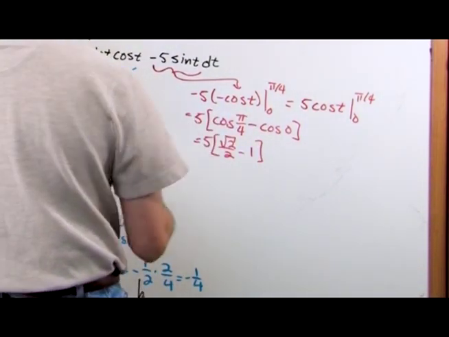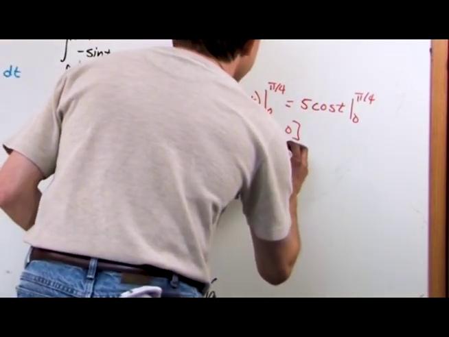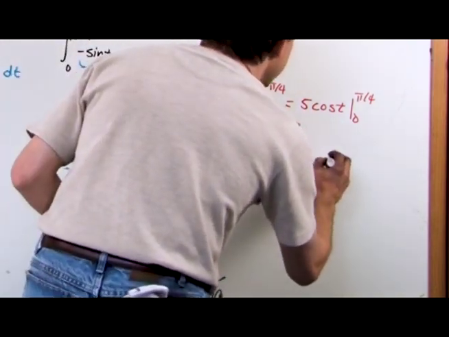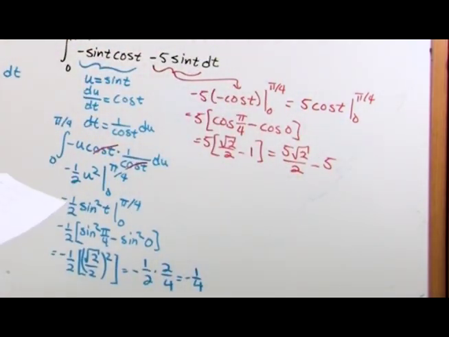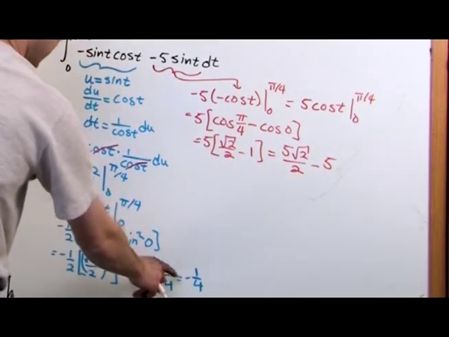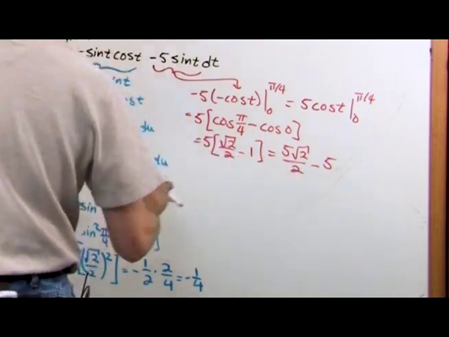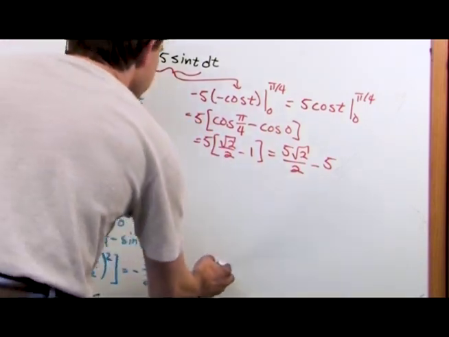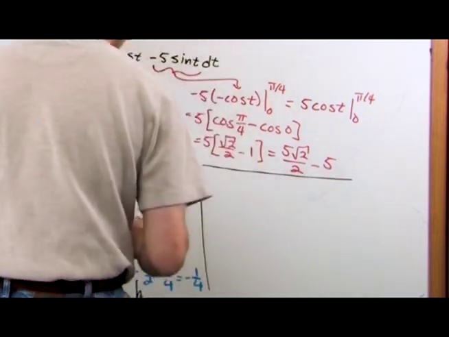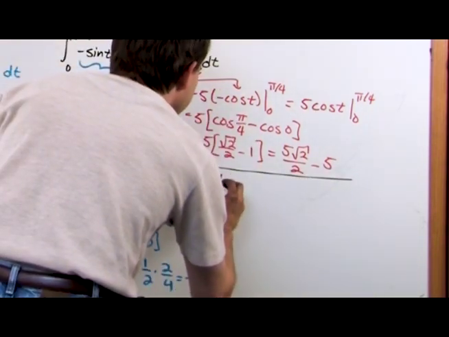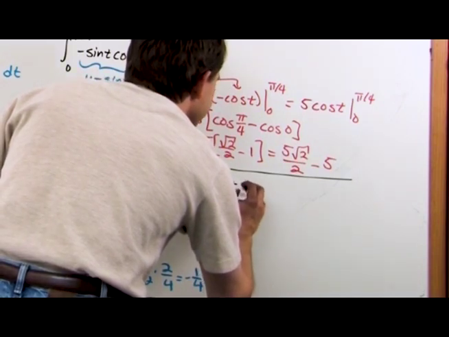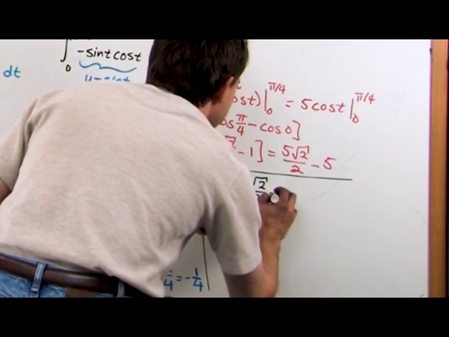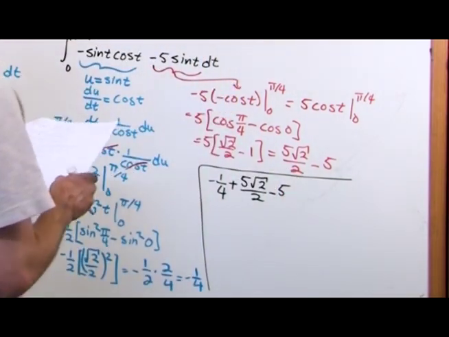So let's go ahead and just distribute it all in here. And so what I'm going to have is 5 times the square root of 2 over 2 minus 5 times 1 gives me the 5. So let's not forget where I'm at here. I solved this integral and I got negative 1/4. I solved this one, I got over here. So the final answer, okay, the final answer is going to be negative 1/4, okay, plus 5 square root of 2 over 2 minus 5, okay?